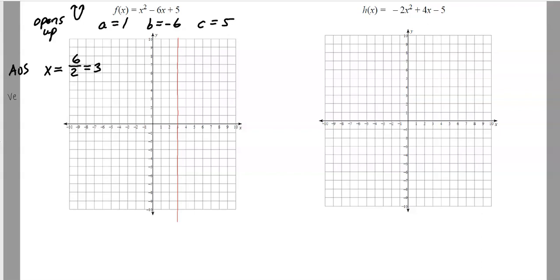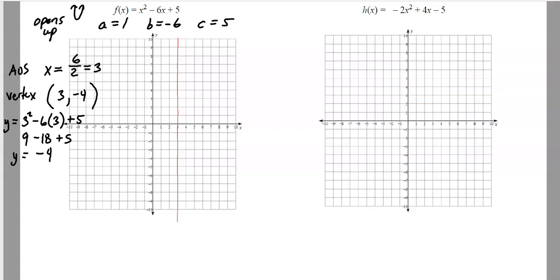I now want to get the vertex. So the vertex, I know the x value. The x value is 3. We got to figure out the y value. So what I'm going to do is I'm going to plug 3 in for x to my original equation. So we have 3 squared minus 6 times 3 plus 5. Well, that's 9. Take away 18 plus 5, not 15, plus 5. Which that's a -9 plus 5, so that would be a -4. So y equals -4.